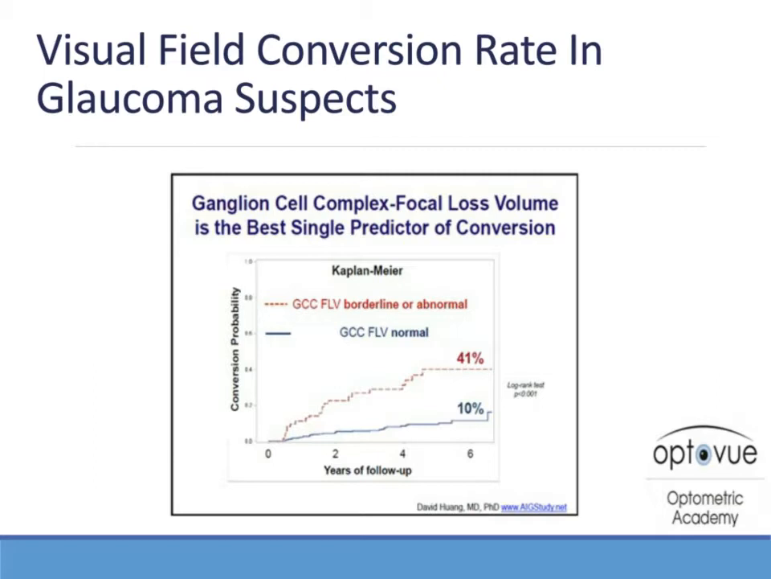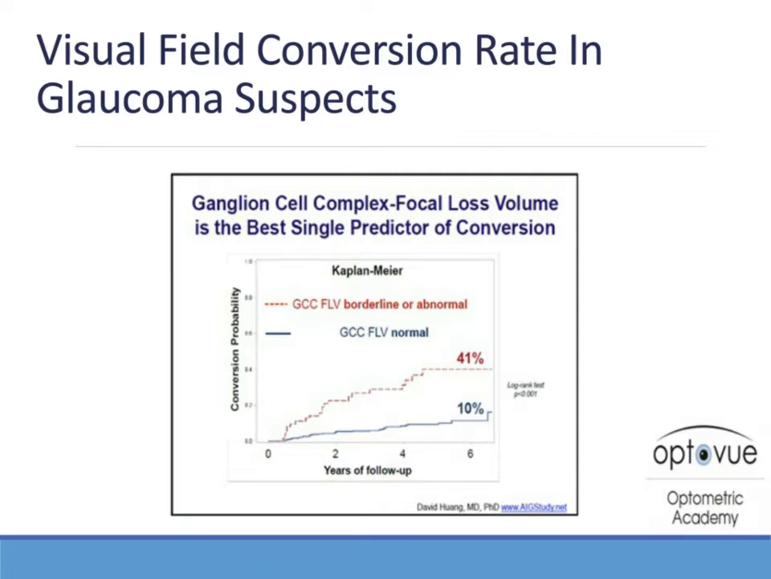And they literally put them in two categories. Those individuals who had a ganglion cell complex with an FLV that was either borderline or outside of the normal range were in one category. And then they put the normals, or those individuals who had an FLV that was in the normal range, in another category.